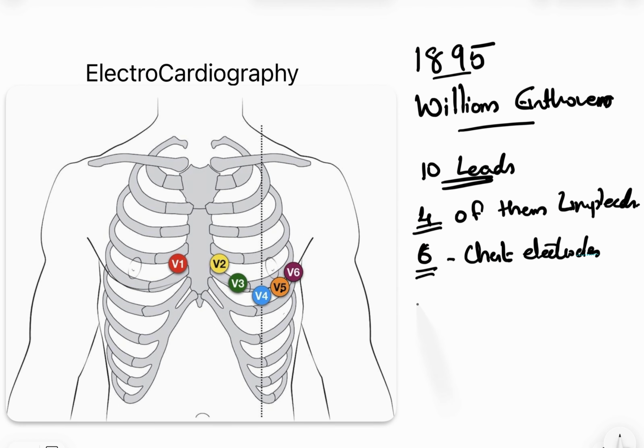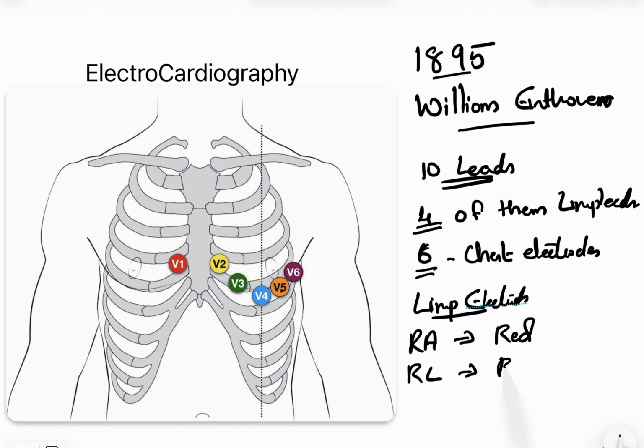Coming to the limb electrodes, for the right arm it is a red colored electrode, and for the right leg it is black. The left arm is yellow colored and the left leg is a green colored electrode. So we have a total of 4 electrodes going to the 4 limbs of our body, and then we have chest electrodes.